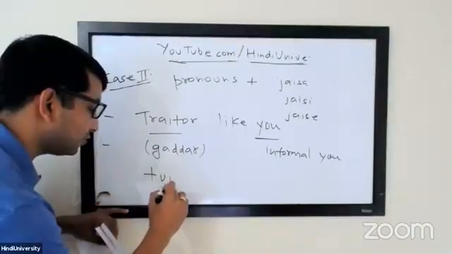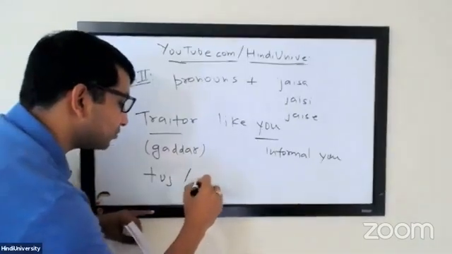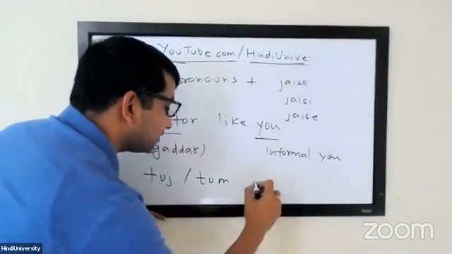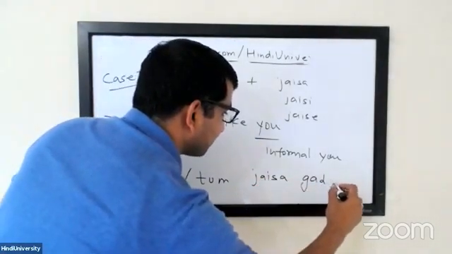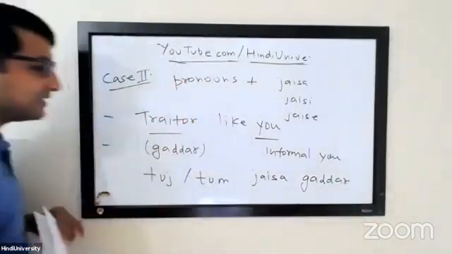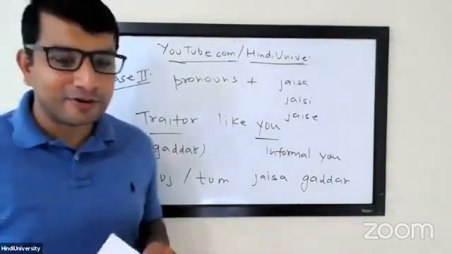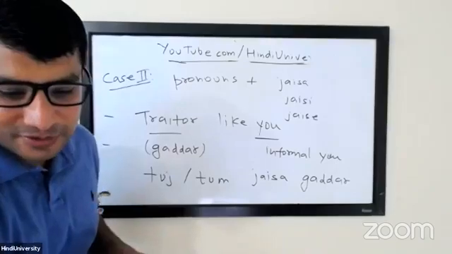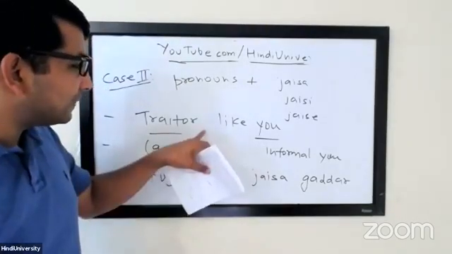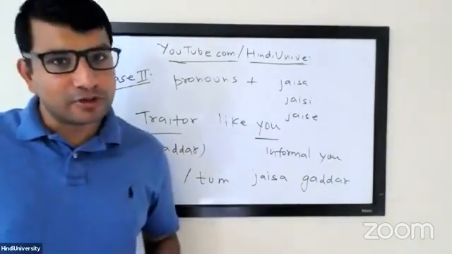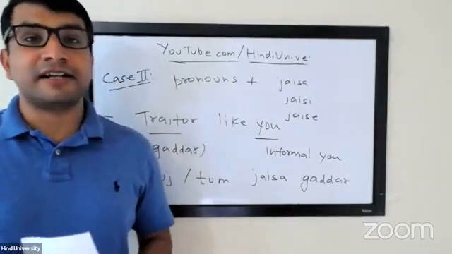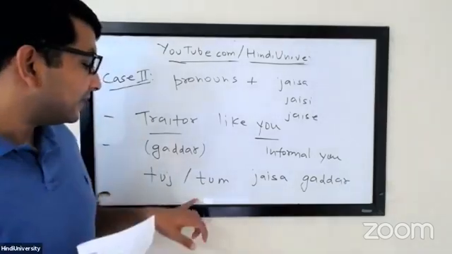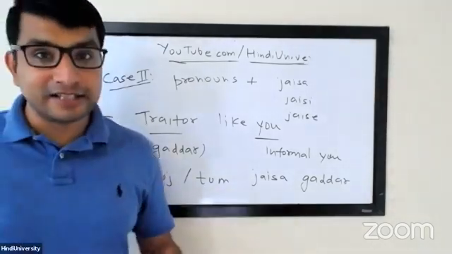तुझ जैसा गद्दार. Yeah, tujh or tum, either way is fine. You can say tujh jaisa gaddar, or you will see tum jaisa gaddar. You will often see them in the Bollywood dialogues. It's not a complete sentence, but you can finish it up. Either you can say kahin nahi milega, or I have not seen a traitor like you. मैंने तुम जैसा गद्दार कहीं नहीं देखा.